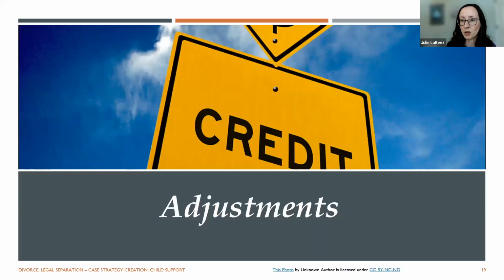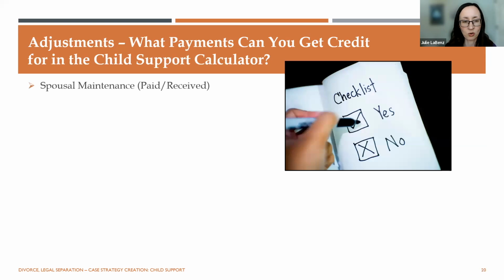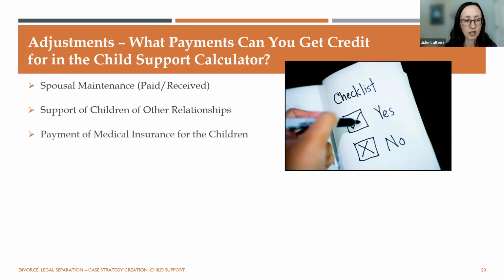All right, we talked about determining gross income. Now let's talk about adjustments. What credits can you get in the child support calculator for money you're spending related to children you have in common? Number one, spousal maintenance. If you're paying or receiving spousal maintenance, that can be an adjustment in the calculator. Also, if you have children that aren't in common, so children of other relationships, you can get a credit in the calculator for that. The payment of medical insurance just for the children, though.